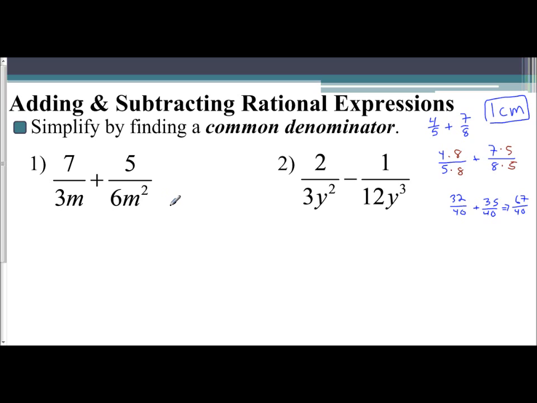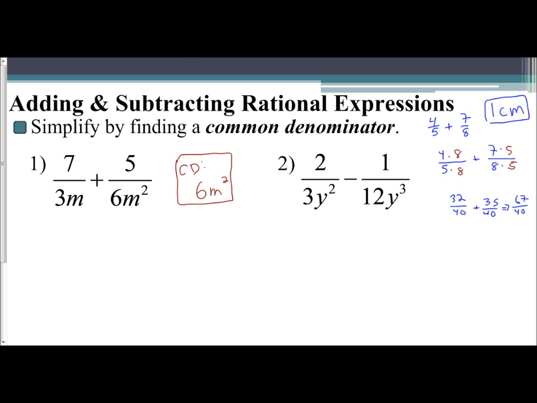So the first thing you want to do is identify what my common denominator is going to be. They do not have the same denominator here, so I need to look at what the common one is going to be. What's the least common multiple of 3 and 6? Well, that's 6. The least common multiple of m and m squared is m squared. So I want my denominator to be this, and this is the key. This is the most important step. Make sure you write this down.